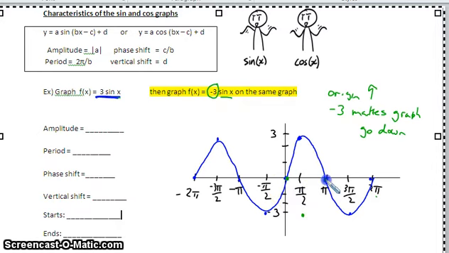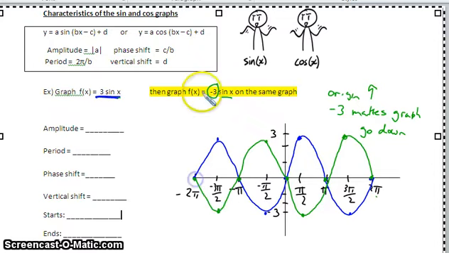Then it'll come back up to the middle, go back up to the top of the amplitude, and then back down to the middle. And so the graph would look like this. And then if I continue that pattern the other way, I'm going to go up, down, down, and then back up, and get my curve that way. So the green graph is now when you have a -3 on the front.